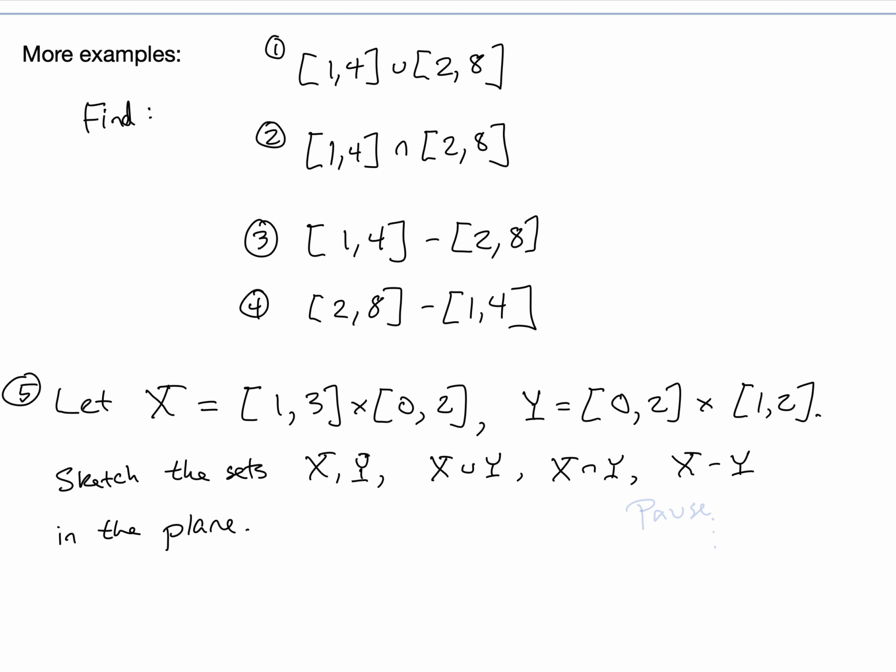So let X be the set that's the Cartesian product of the closed interval from 1 to 3, crossed with the closed interval from 0 to 2. And let Y be the closed interval from 0 to 2, crossed with the closed interval 1 to 2. So sketch the sets X, Y, X union Y, X intersect Y, X minus Y in the plane. So if you haven't already, do grab a piece of paper, sketch each of those sets, and we'll talk about them together.